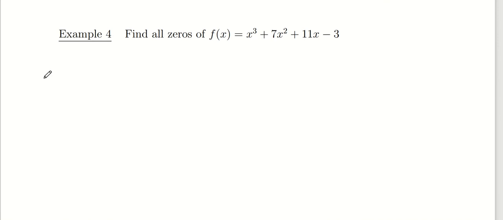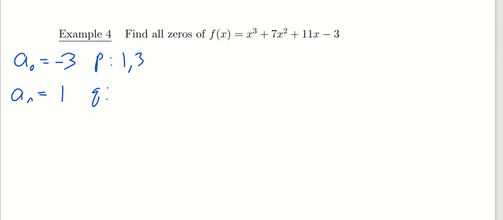Let's take a look at the next one in example 4. We again want to find all rational zeros of f of x equals x cubed plus 7x squared plus 11x minus 3. So we need the constant term and we need the leading term. The constant term is negative 3. The leading term is 1. Factors of 3 are going to be 1 and 3. Factors of 1 are going to be 1.